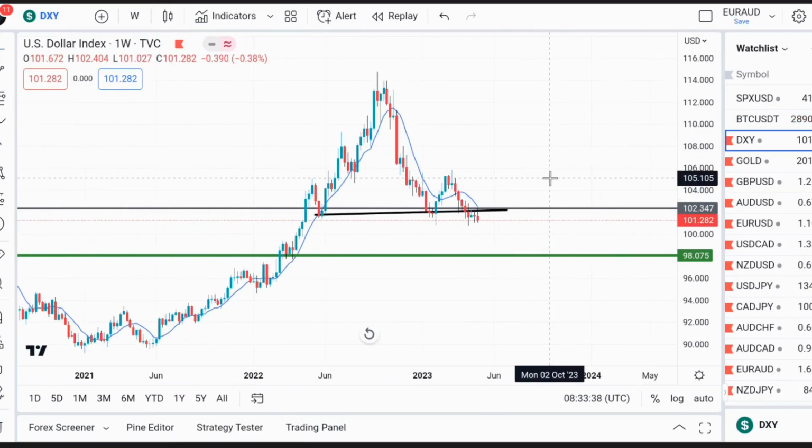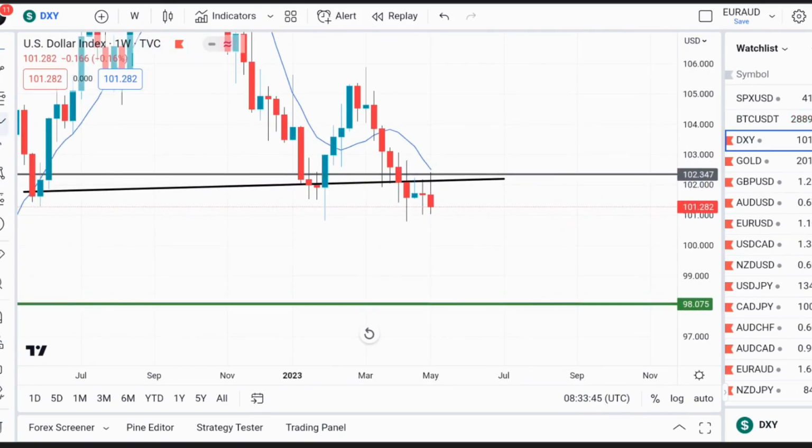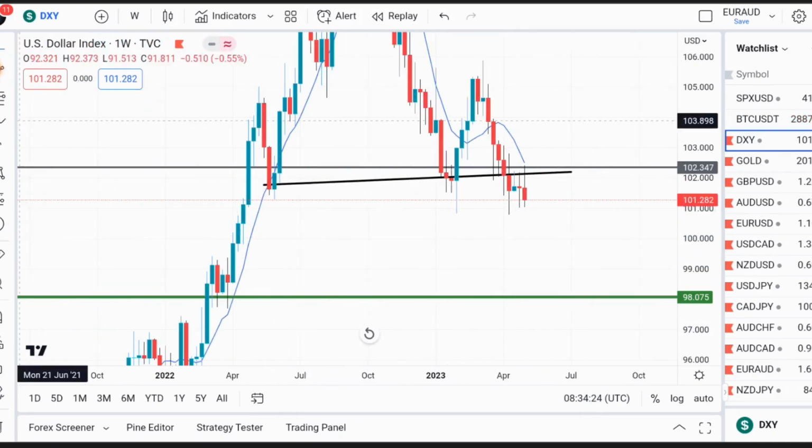As you can see, if you zoom in further, you will see that the weekly candle closes bearish. I was thinking maybe this would close bullish. It would have been a good move, because this area is a very strong support level, but right now we saw it closing below that particular area. So you might just see a small retracement to this area and a move to 98.075. So the US dollar is still predicted to move down in the next couple of weeks.